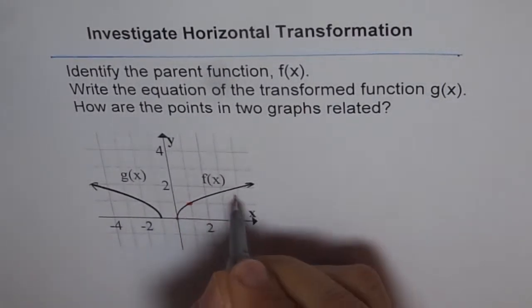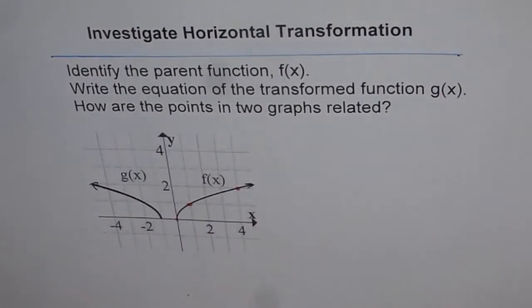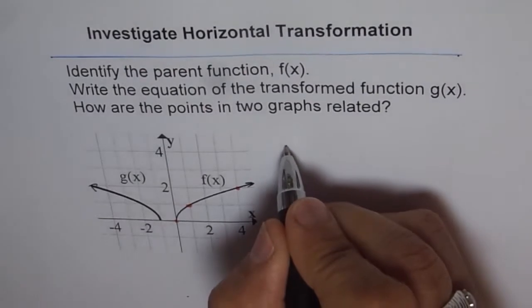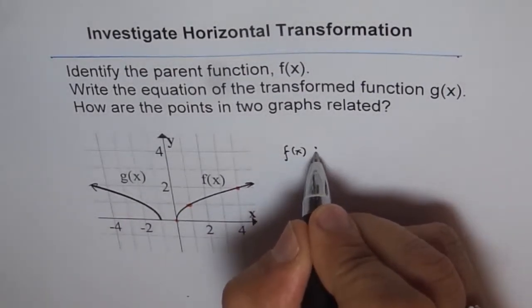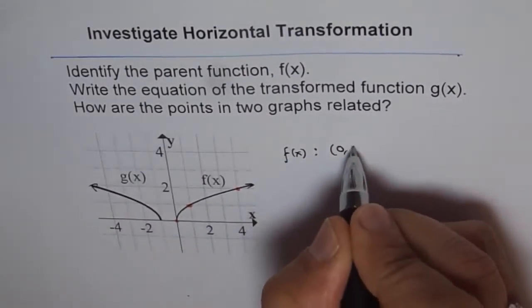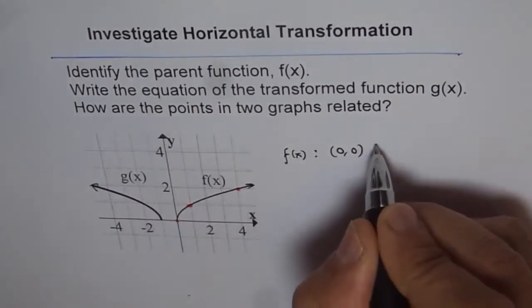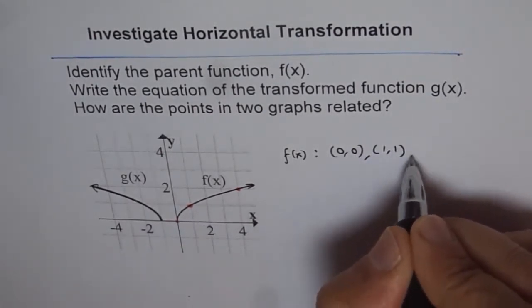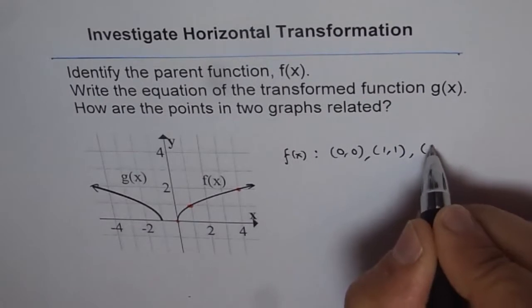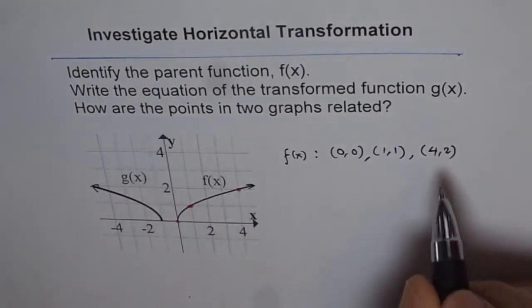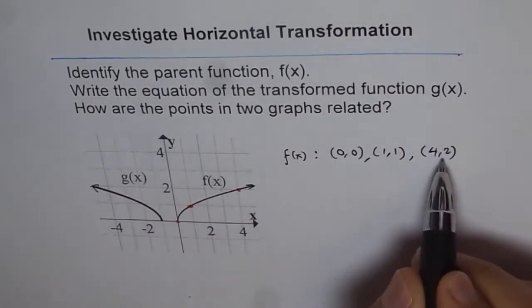These are good points right there at the crossing of x and y, right? So let's list these points. On f of x, we get points as (0, 0), and then we have (1, 1), and we have (4, 2). Now let's see the relation between these points.